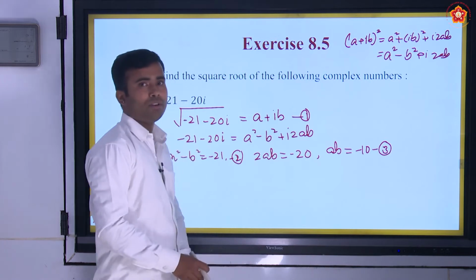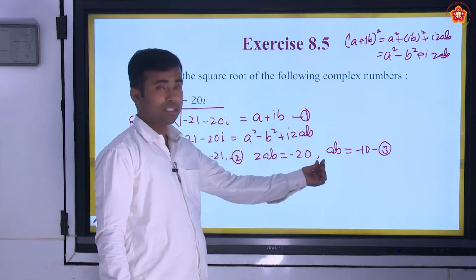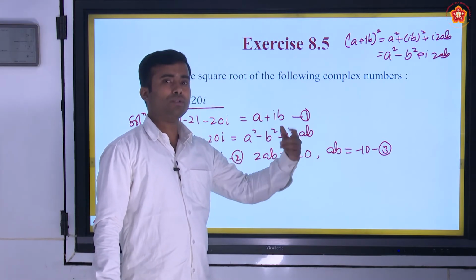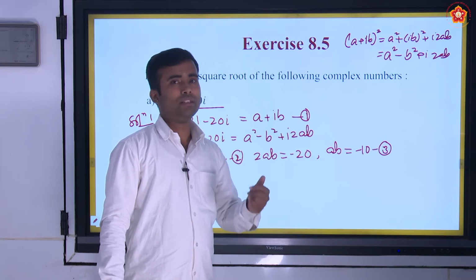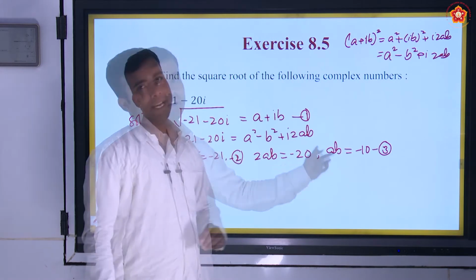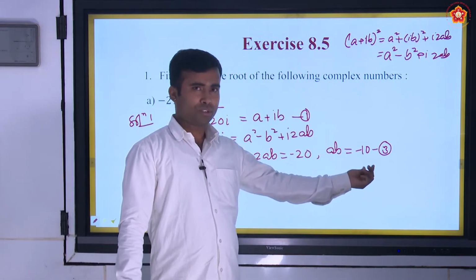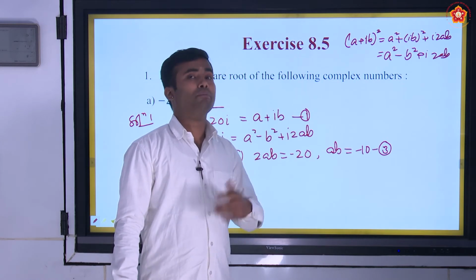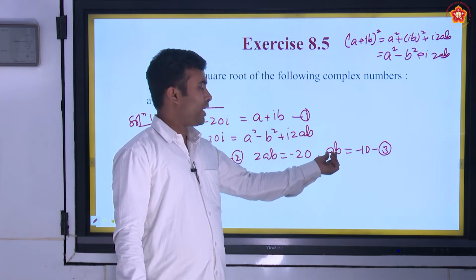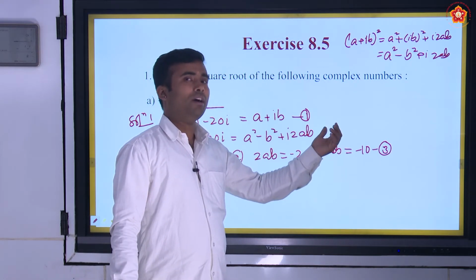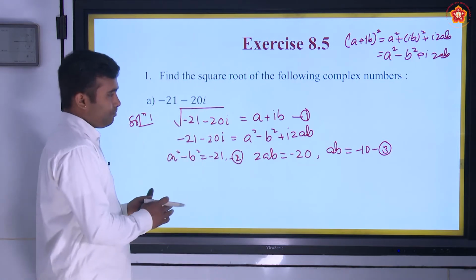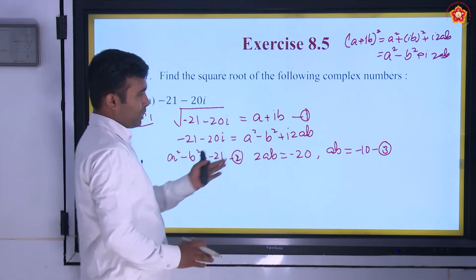Here one thing we should observe, as we discussed in the last class: here ab, that is the product, is negative, so we will get alternate signs for the values of a and b. Either a is negative and b is positive, or a is positive and b is negative. If the product is positive, a and b will have the same signs, but here ab is negative, so a and b get different signs. Now look at equations 2 and 3.